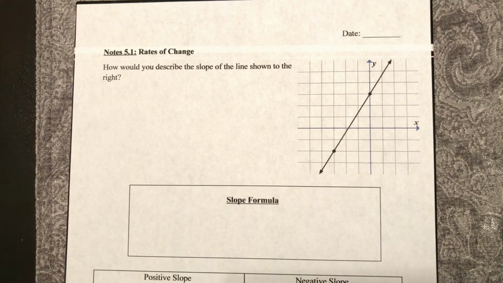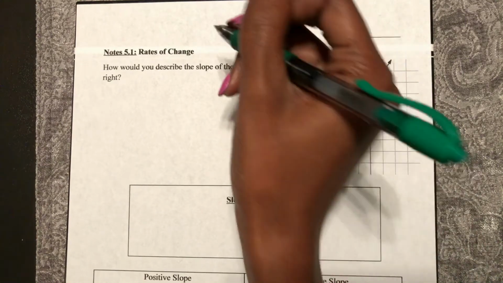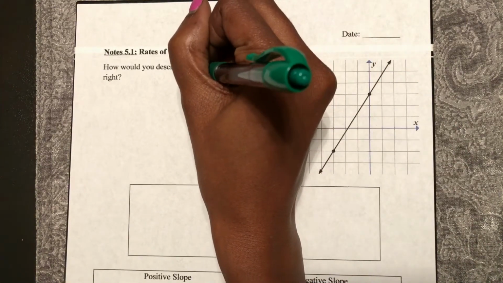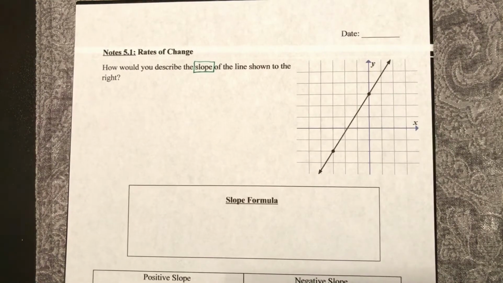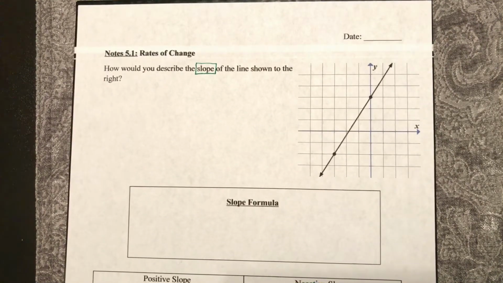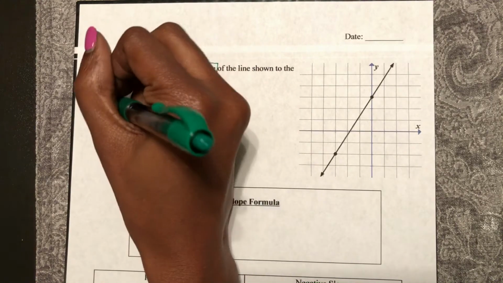So in the intro here, we would like to describe the slope of the line shown to the right. So here's where we're going to introduce some vocabulary words that hopefully are not too brand new to you. So what is the slope of this line to the right?